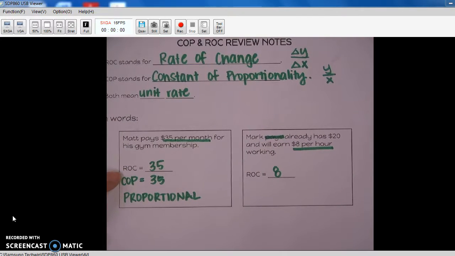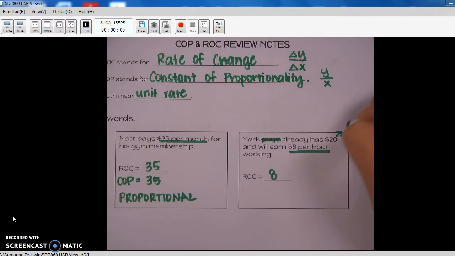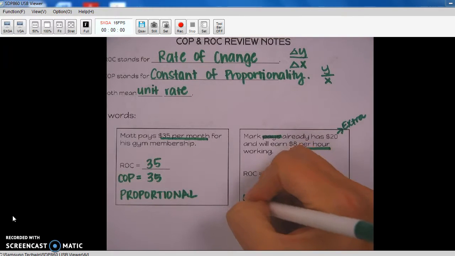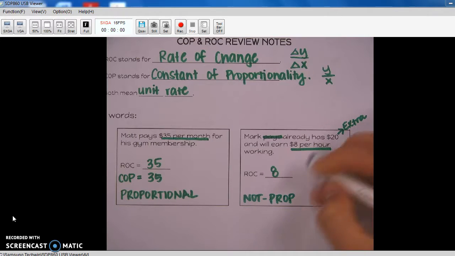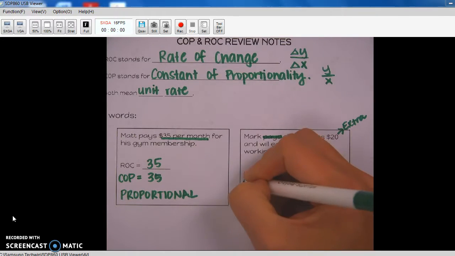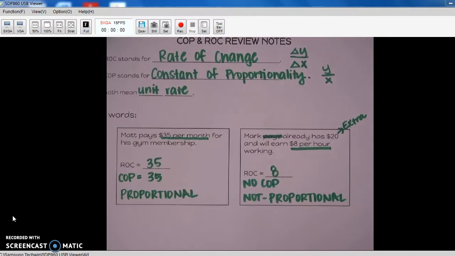In our second example, though, it says Mark's going to earn $8 per hour, but he already has $20. So in this one, we have more than just the unit rate involved. We have a starting amount or an extra amount right here. That makes this not proportional. Which means we have a rate of change, we just don't have a constant of proportionality. So there's no COP. Okay?